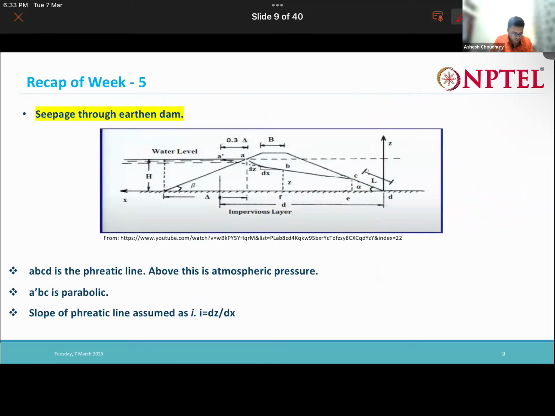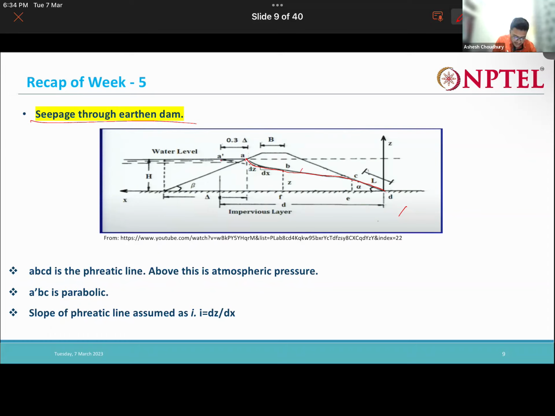Yeah, so the next topic is seepage through earthen dam. Here you can see a diagram of an earthen dam. Below here is the impermeable layer, and this is the earthen dam, and this is my water level. This line A B C D is known as the phreatic surface. Above this line there is no presence of water, so we consider that there is atmospheric pressure above that line. So it is known as the phreatic surface or the phreatic line.